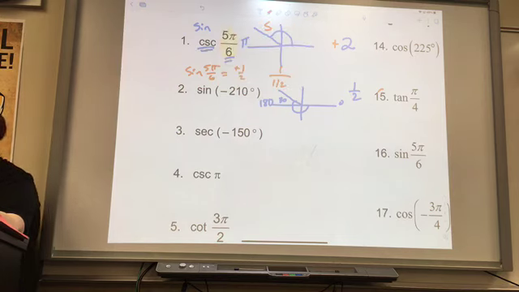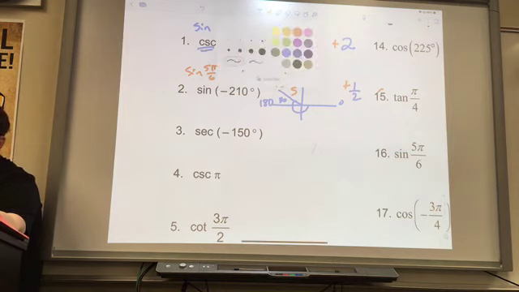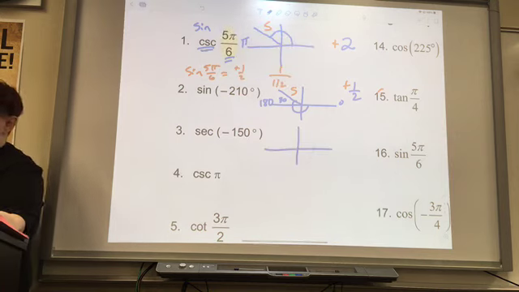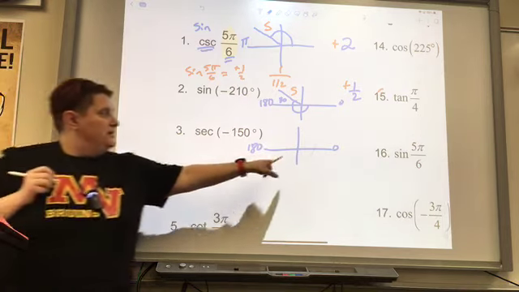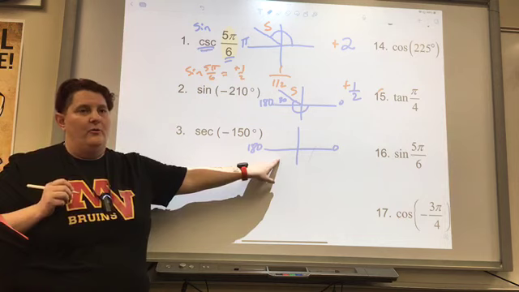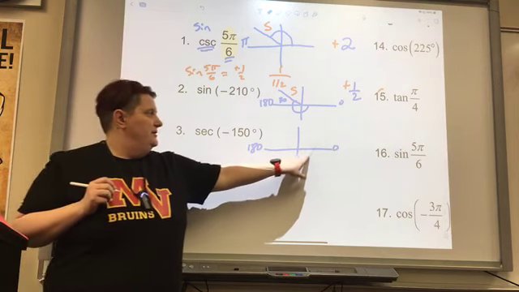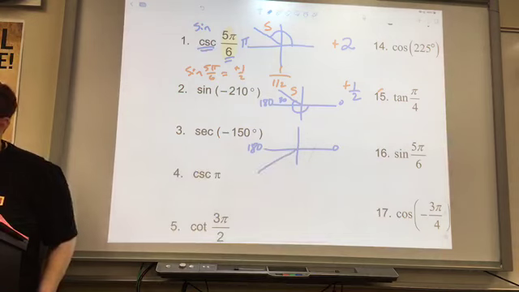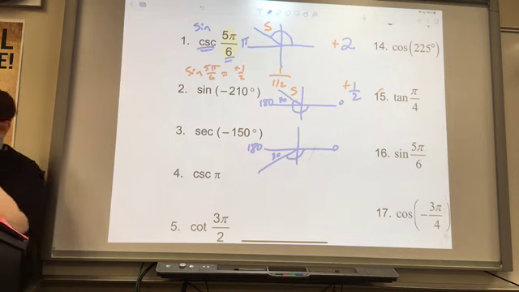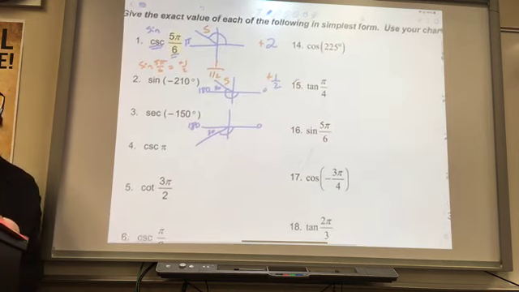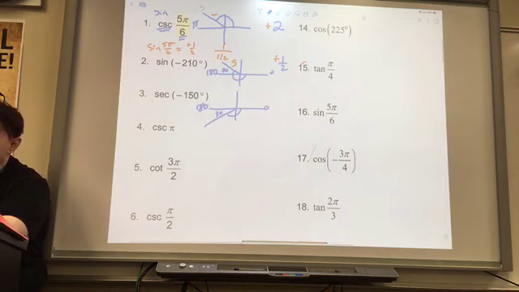In the S quadrant, that's positive. You guys get it? Okay, 150: again, we're measuring from 0 and 180, and since it's negative, I go backwards. This time I'm stopping before 180. How much before am I stopping? 30. Secant is 1 over cosine, so secant needs to go with cosine.